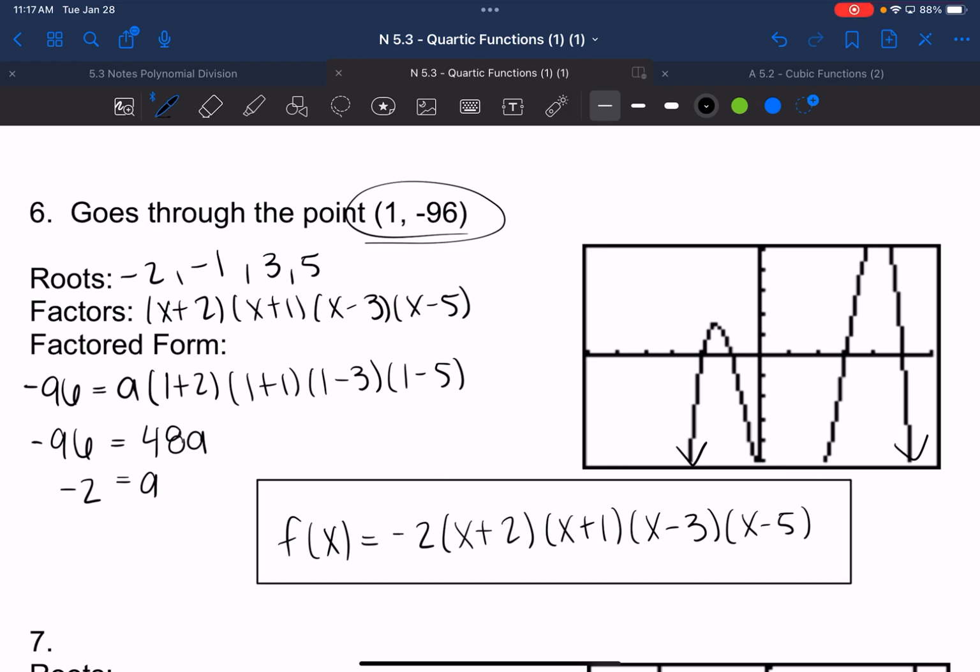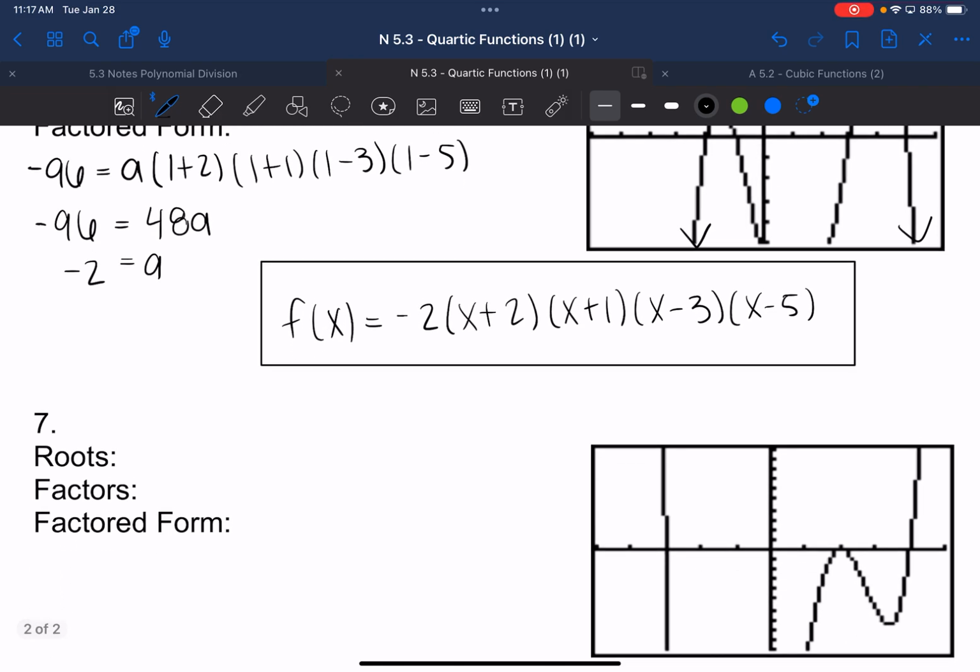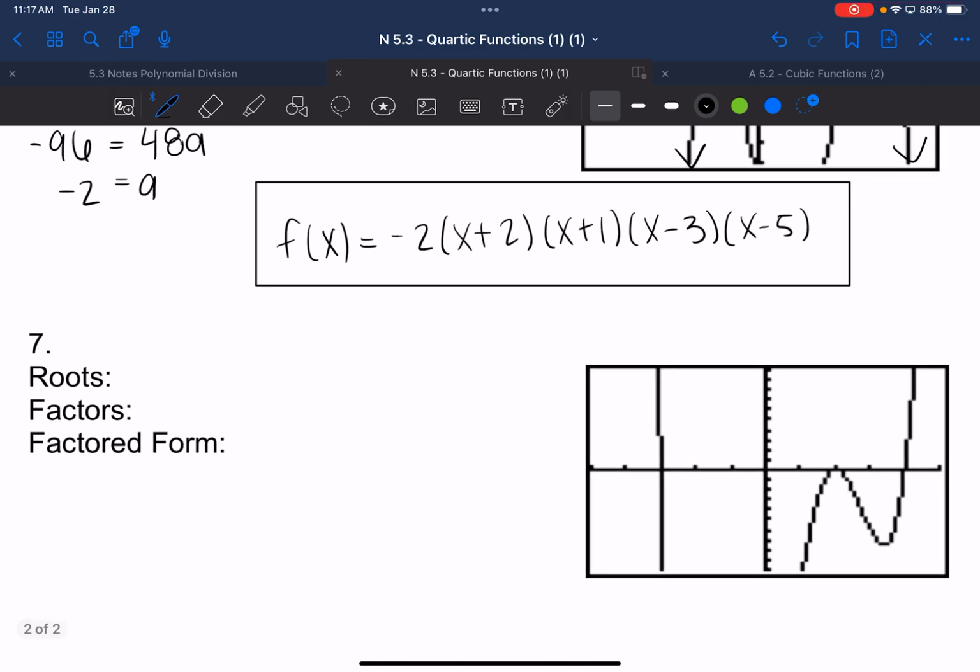Okay, let's take a look at number 7. On number 7, where does it look like we have roots? -3, 2, and 4. Okay. Anything weird happen at any of those roots? A bounce. Where at? At 2. Okay, so if we have a bounce, that must mean we have a double root right there, right?